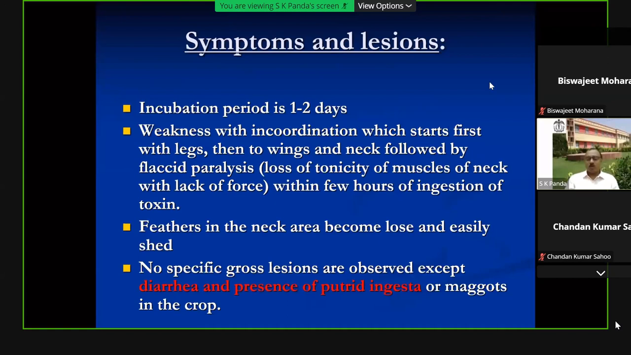So crop materials are very, very important for forensic examination, more specifically here, even for this bacteria. If you suspect that this bird has taken rotten feed, rotten vegetation, or any decomposed carcass, that can be known from the crop materials. So during postmortem examination, the crop is to be examined, and you can know that very easily.